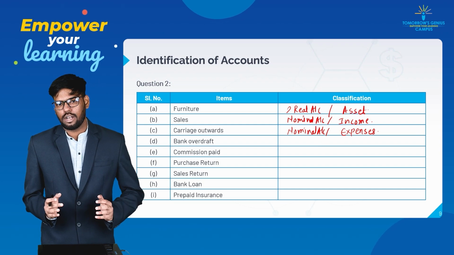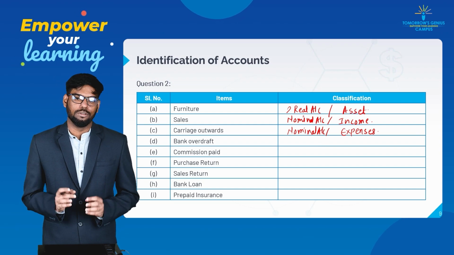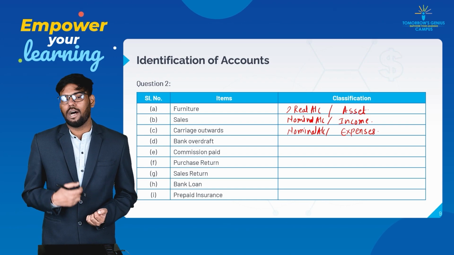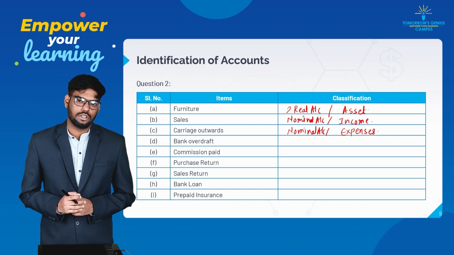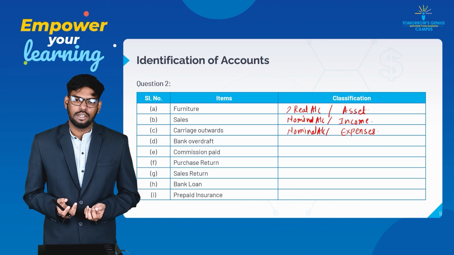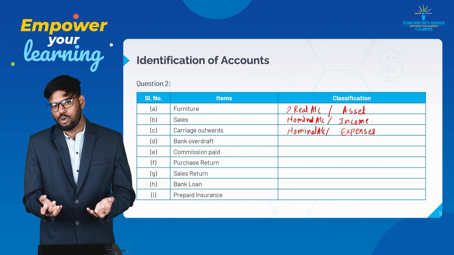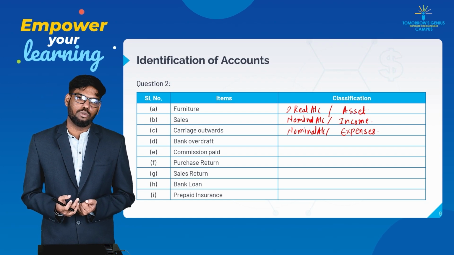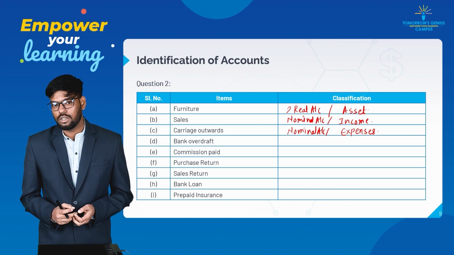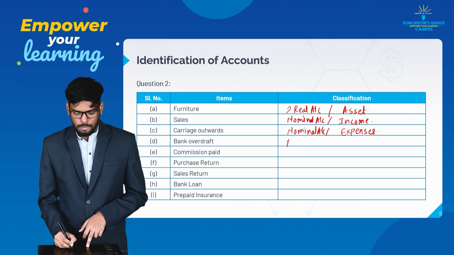So bank overdraft is nothing but a short-term loan, right? You have borrowed money over and above your current account balance. So that is nothing but your bank overdraft. So who is borrowing basically? The owner of the business is borrowing money from a bank. So that is known as bank overdraft. So bank overdraft we will be considering as a personal account.